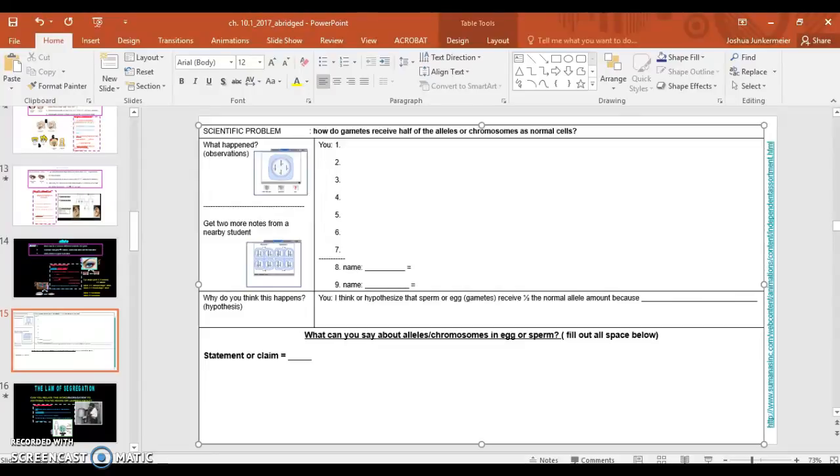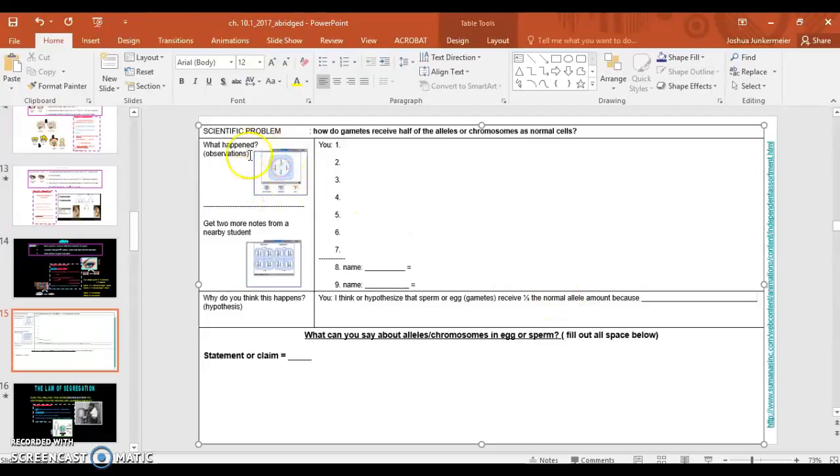How do you think it is that sperm or eggs are only receiving half? What do you think is going on for that to happen? So you just describe in your own words. You don't need to know technical words. You should be able to use some of the vocab we've talked about before, like alleles or gametes or genes. But what I'm going to do is show you right now how we're going to gather data to decide if your hypothesis was supported or not.